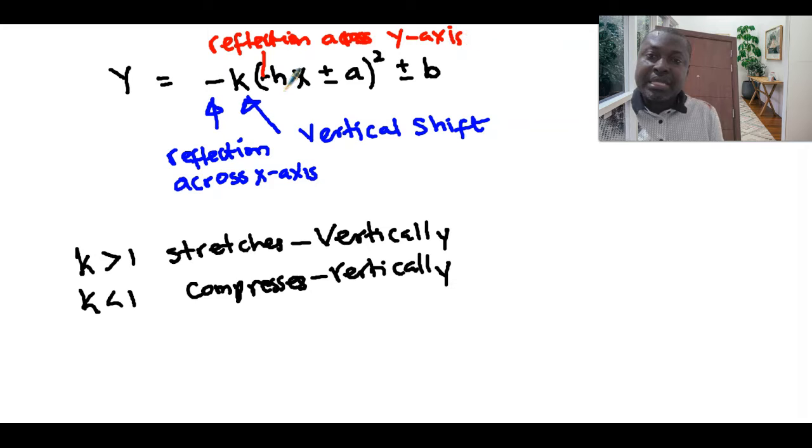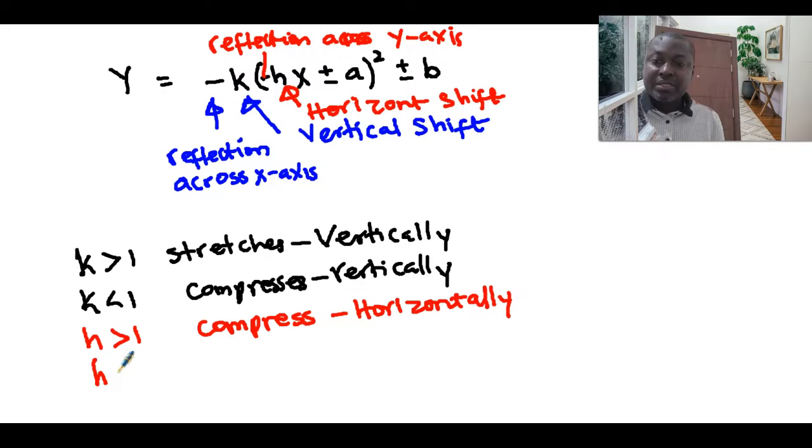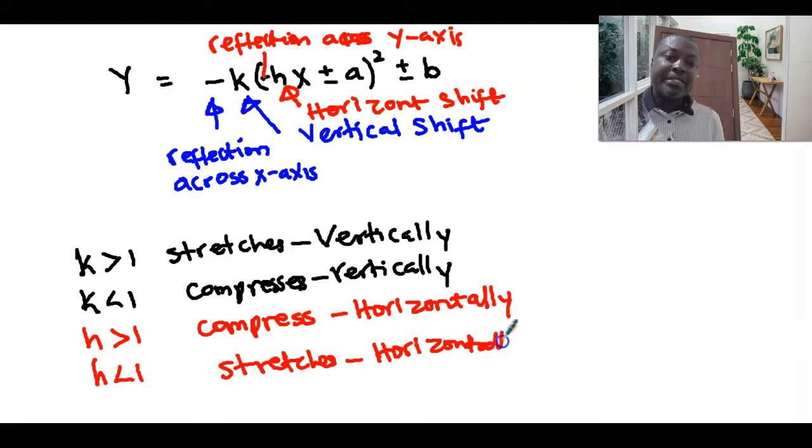This h here causes a horizontal shift. So here we can say that when h is greater than 1, it compresses. They behave opposite to that of the vertical. It compresses horizontally, and when it's less than 1, it stretches horizontally. When you get this, I mean, the stuff becomes so easy.